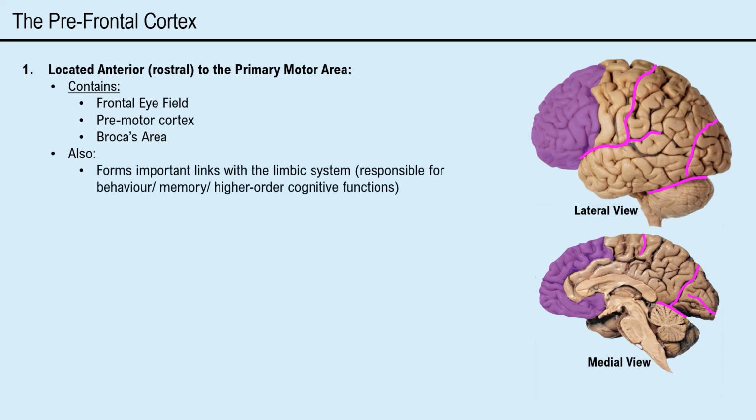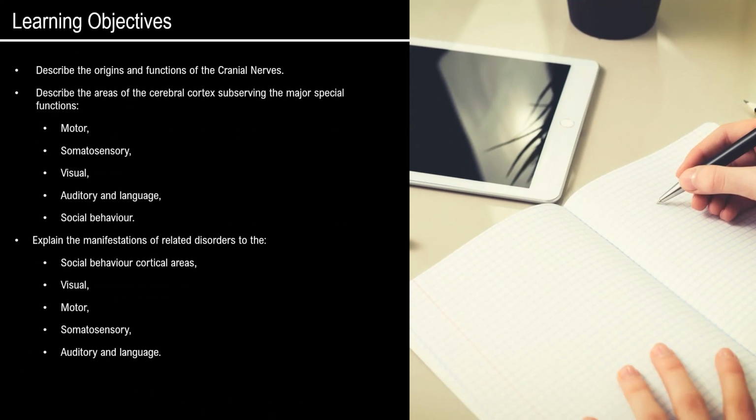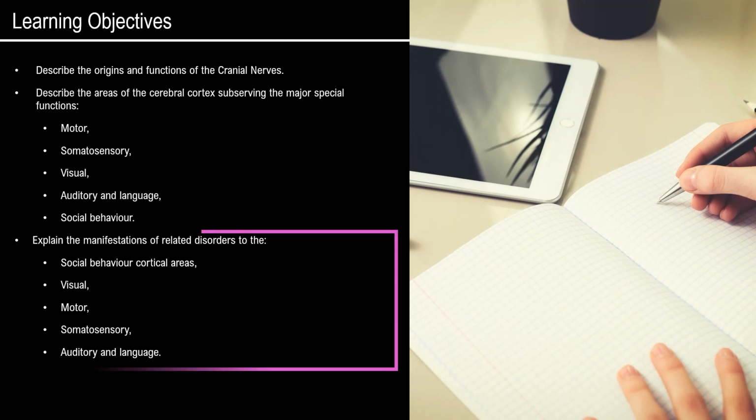So that summarises the areas of the cortex associated with functionality. Let's go back and look at the learning objectives to see what is next. Now we need to have a look at how damage to each area can manifest, and to do that we'll have a look at some case studies.